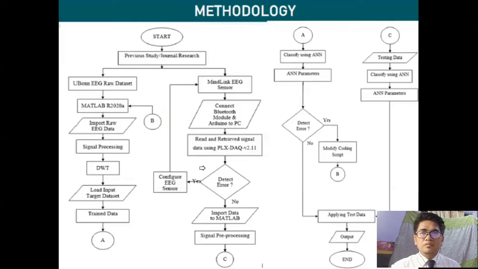Then, if there is an error detected during the process, the sensor and connection need to be reconfigured. If there is no error detected during the process, the data will be imported to MATLAB for signal pre-processing, and the data is tested using the feed-forward neural network. Hence, the data is able to be classified by looking at its parameters. Then the data is able to be tested for its output.